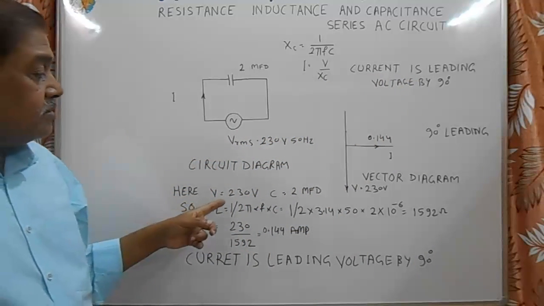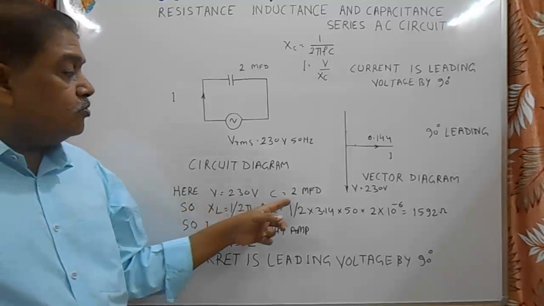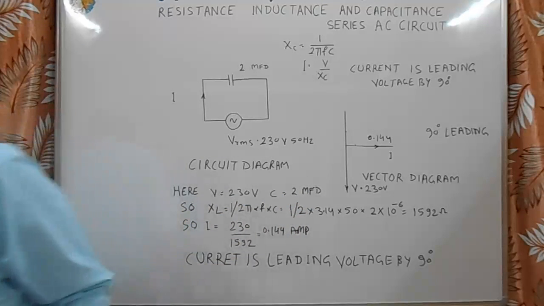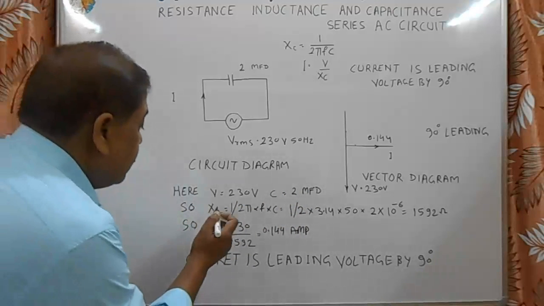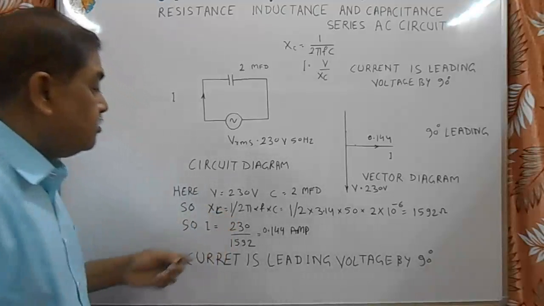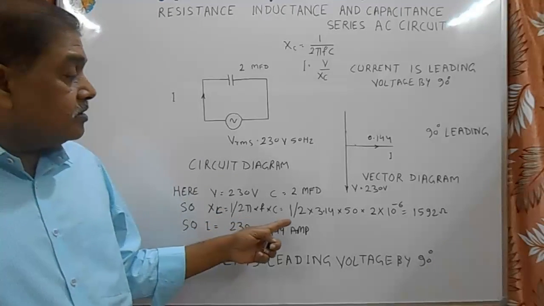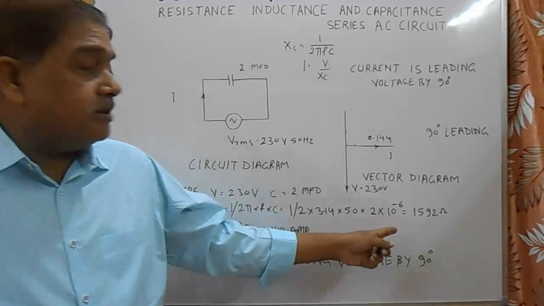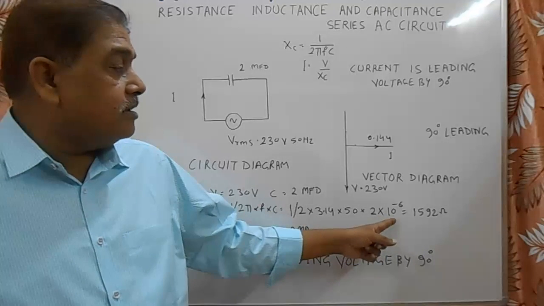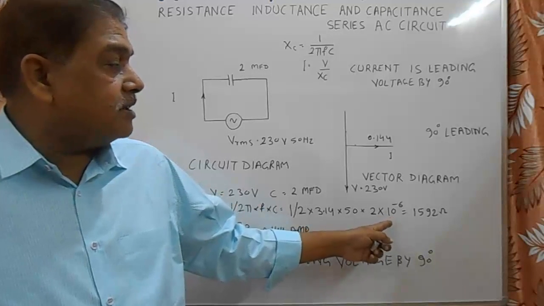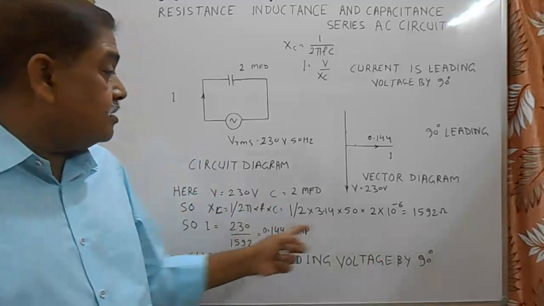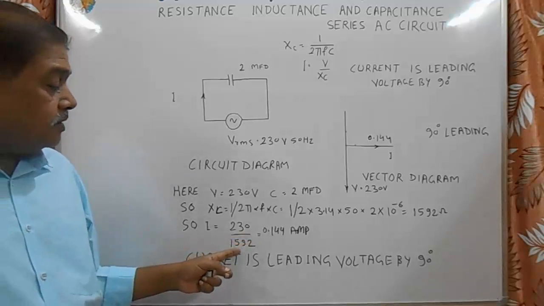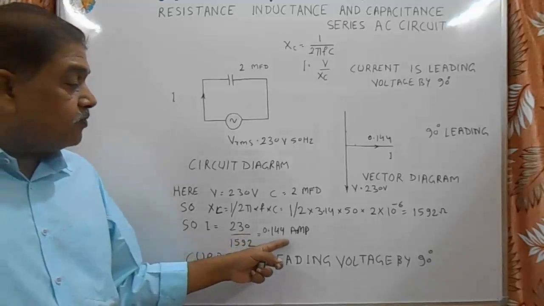Here voltage is equal to 230 volt, capacitor is equal to 2 microfarad. XC is equal to 1 by 2 pi FC is equal to 1 by 2 into 3.14 into 50 into 2 into 10 to the power minus 6. Here we use 10 to the power minus 6 to convert microfarad into farad. Then XC is equal to 1592. So the current I is equal to 230 upon 1592 is equal to 0.144 ampere.